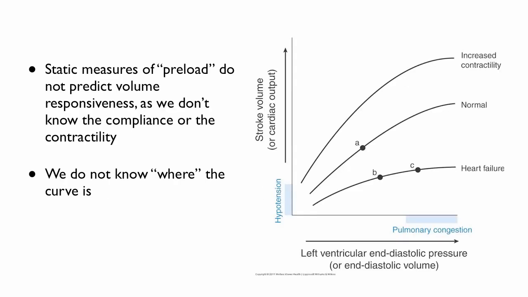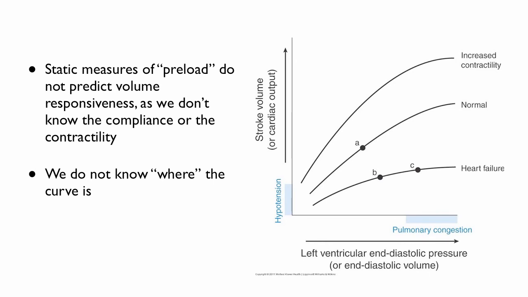Single static measures of preload, such as a single CVP or pulmonary artery occlusion pressure, if that's what you're using, or even single measures with the ultrasound or echo of diastolic volume, don't really predict volume responsiveness, as we don't know the compliance or the contractility of the curve. We don't know the shape of the curve or the position of the curve for that particular patient. We don't know where the curve is, if they're in a state of increased contractility or heart failure. So a single figure is not that helpful.